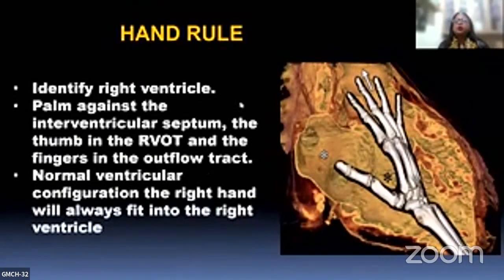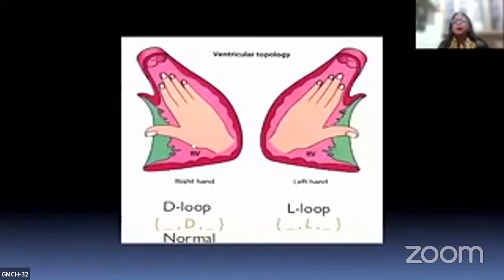According to the hand rule, you identify the morphological right ventricle, keep your palm against the interventricular septum, the thumb in the RVOT, and fingers in the outflow tract. So in the normal ventricular configuration, the right hand will always fit in the right ventricle, and the left hand will fit in the left ventricle. So if there is a D loop, the right hand will fit in the right ventricle. But if it's an L loop, the left hand will fit into the morphological right ventricle.